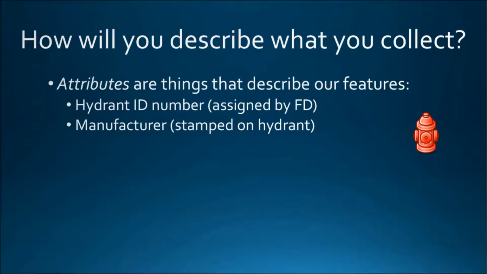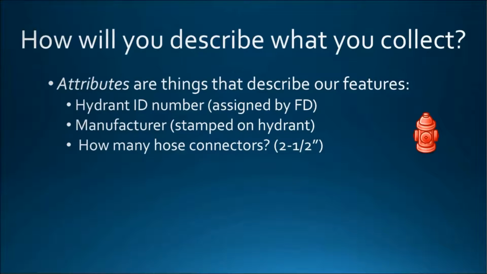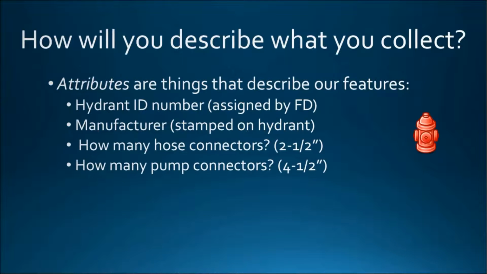We're going to have the name of the manufacturer, which is stamped on each hydrant. We can actually look on the fire hydrant and read those as we're collecting it out in the field. And we need to know how many hose connectors there are. Now there's two different sizes of connectors on these fire hydrants. The smaller one, about 2.5 inches, those are the ones that they put fire hoses directly on. We also want to know how many pump connectors there are. These are the bigger connections, about 4.5 inches.